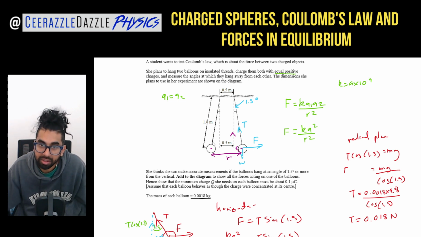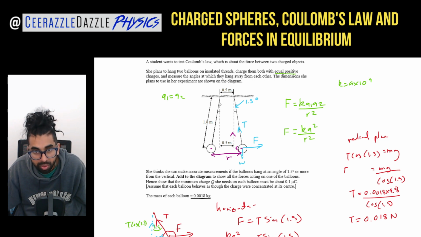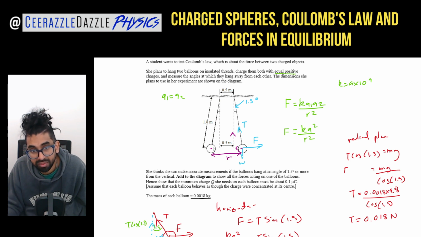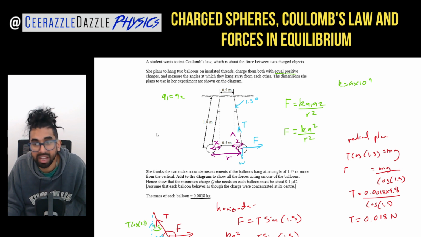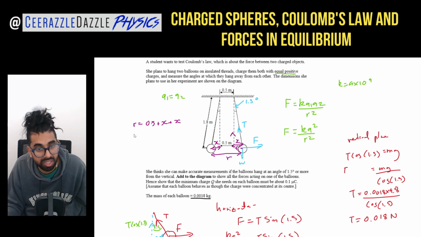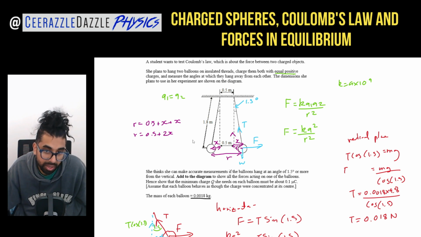Let's try and find that out. So that distance here, how are we going to find that? Well, you know it's 0.5 from there to there. We can use the length of the thread to work out this little bit of distance here. Let's call this x, which will be the same as this one over here. So the value of r will be 0.5 plus x plus x, which is therefore r equals 0.5 plus 2x. Then let's find the value of x.